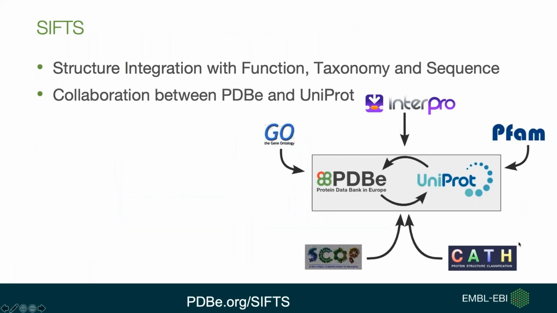SIFTS is one of the collaborative projects with UniProt. It stands for Structure Integration with Function, Taxonomy and Sequence. This project aims at linking the structural data in PDB to the sequence data in UniProt. This helps us in integrating more annotations, for example, gene ontology, sequence families from InterPro and Pfam, and structural families from SCOP and CATH.